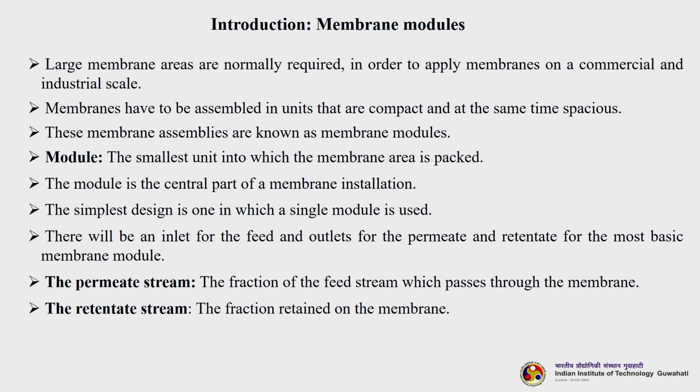Large membrane areas are normally required in order to apply membranes on a commercial and industrial scale. Membranes have to be assembled in units that are compact and at the same time spacious. These membrane assemblies are called membrane modules. A module, by definition, is the smallest unit into which the membrane area is packed. Whatever the membrane area that we get after we perform a particular design to achieve a target separation, the module is the central part of the membrane installation.